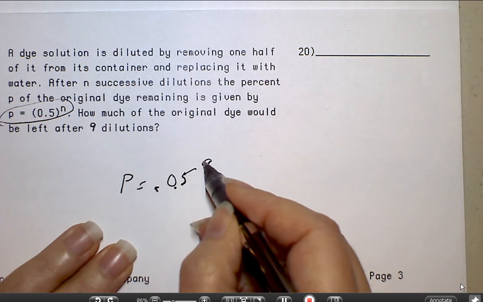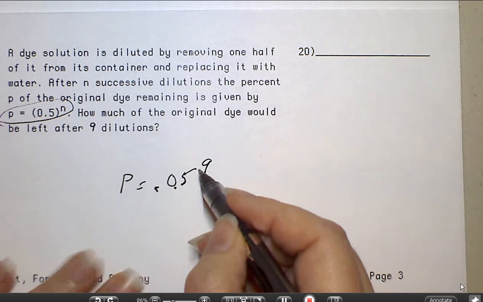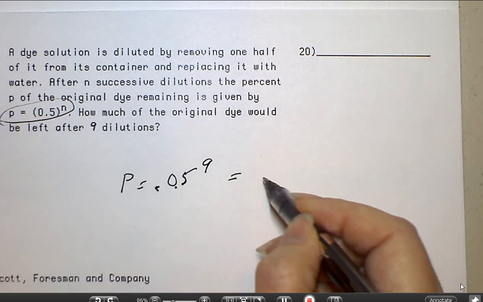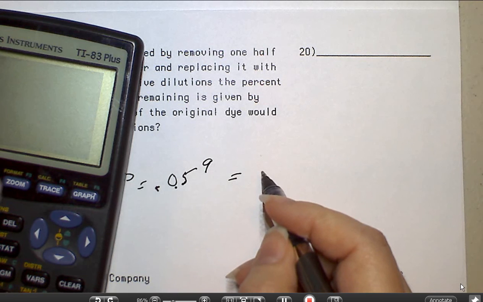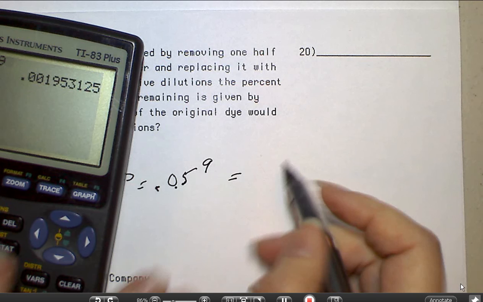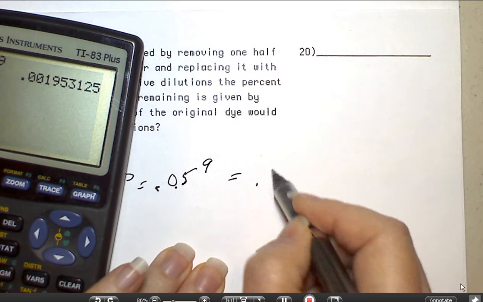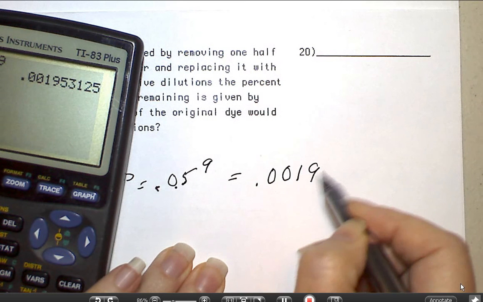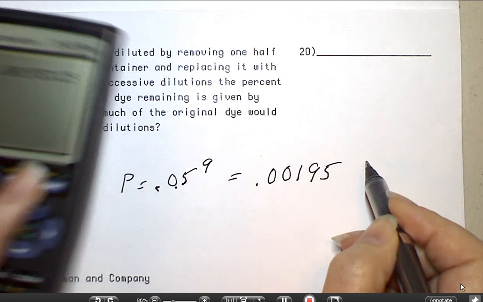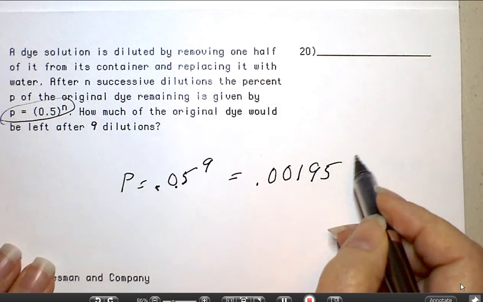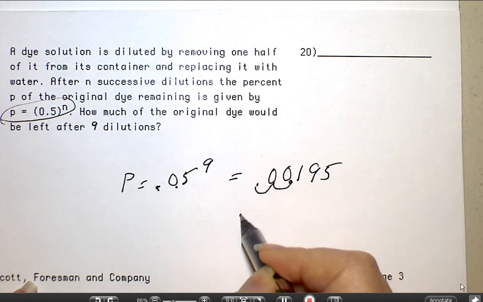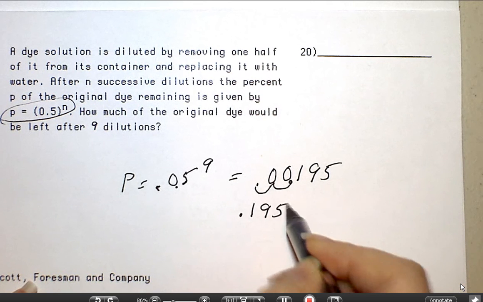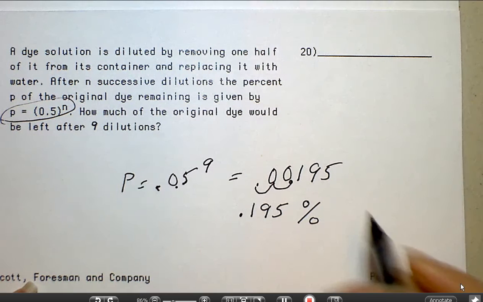Which I get, clear that out, 0.5 raised to the 9. I get 0.00195. And then it says that P is percentage, so that means I have to move this over, so I have 0.195%, or you could also know it as 0.2%.